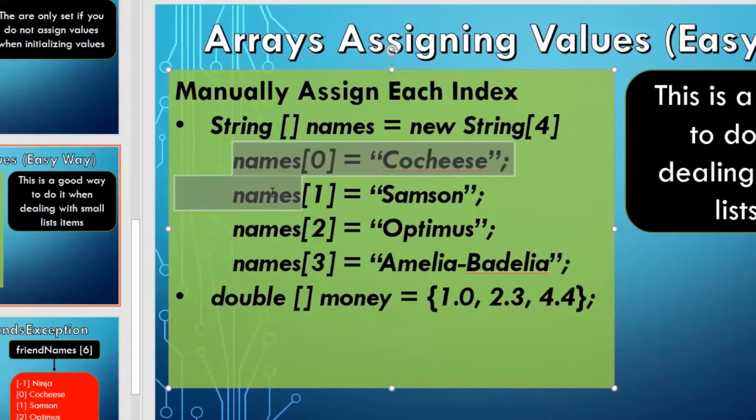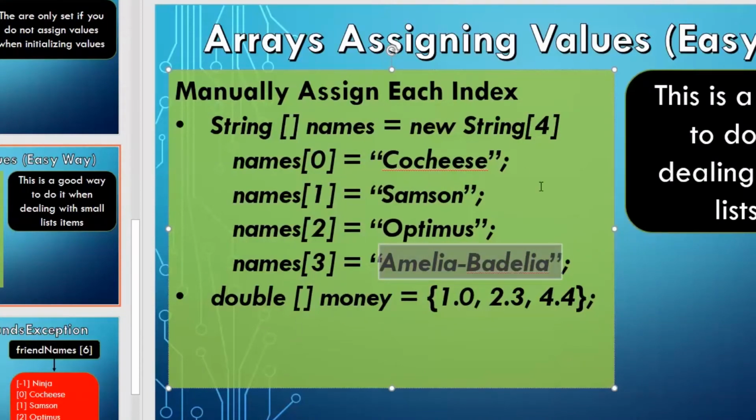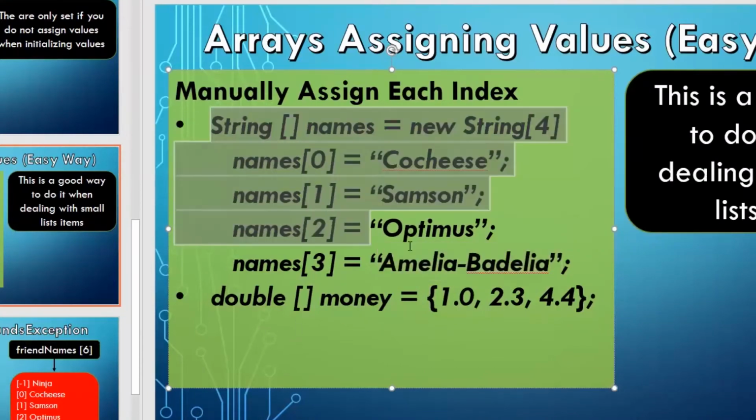So we go from 0 to 3, and I assign each one of these index positions a new value. The names array at the 0 position gets assigned the name Cochise. Names at the 1 position gets the name Samson, and names at 2 gets Optimus, then names at the 3 position gets Amelia Bedelia. That's one way to manually assign all the values. You could hard code the values into each index position in an array.